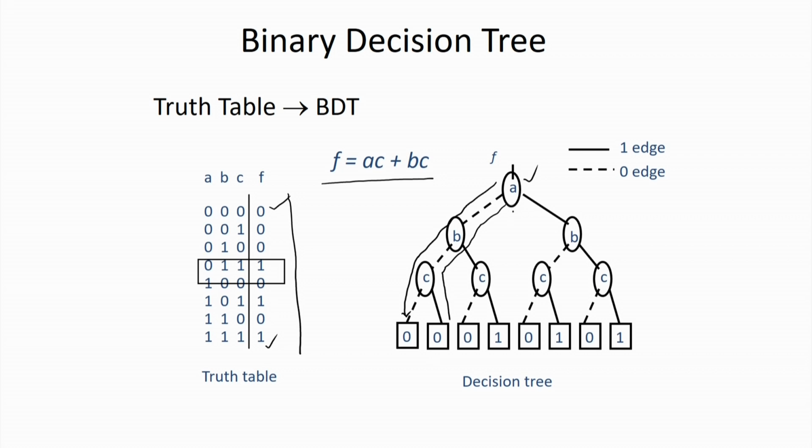If I say that a equal to 0, b equal to 1 and c equal to 1, then my functional value is 1. So, it is terminated at this particular one. Now, this is the representation of BDT, but if I just look into that BDT, we are not getting any advantage or benefit, because this truth table is also exponential in nature.